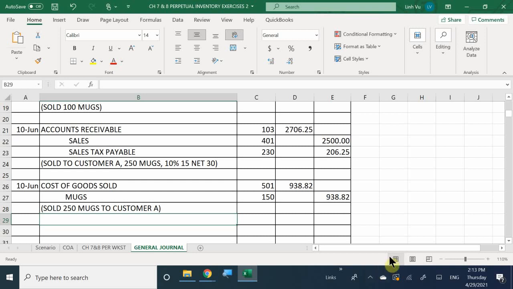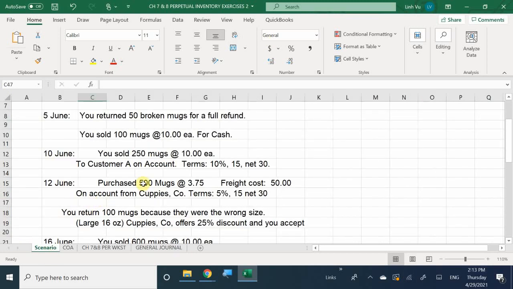Right. So here we just finished up our journal, and we updated our inventory, and now let's go ahead and dive into the next scenario. So again, we just completed the June 10th transaction. Let's see what happened on June 12th.